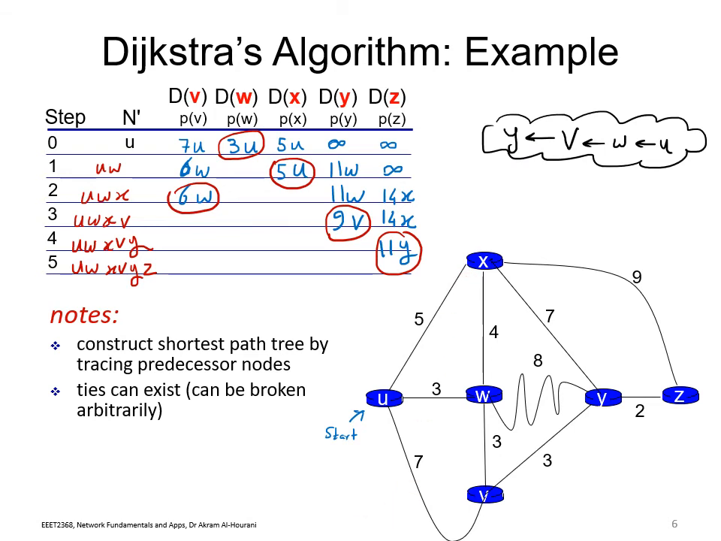Reaching y would be through v, through w, through u. That's the shortest path towards y, and so on. If you want to draw the shortest path towards any node, it's very easy to do from the table. Now a couple of notes here. One note is that you need to have the starting point in order to run Dijkstra's algorithm. If you're starting from X, you would have different steps. The other note is that the number of steps is not necessarily equal to the number of nodes. It could be less.